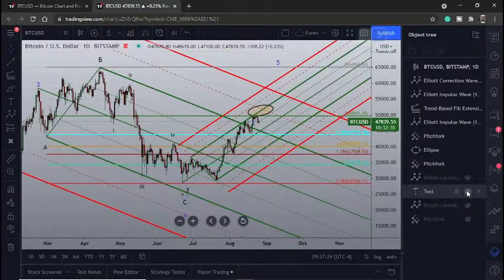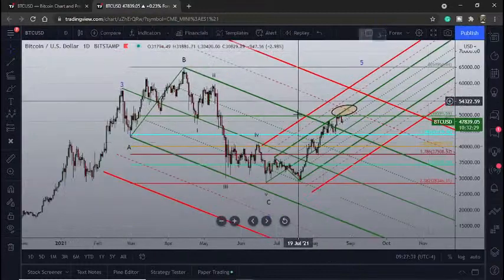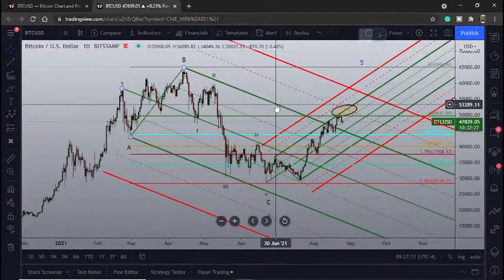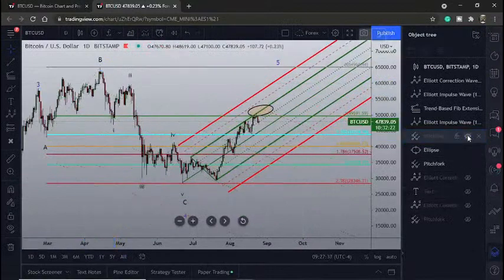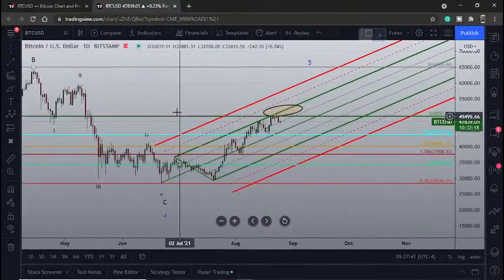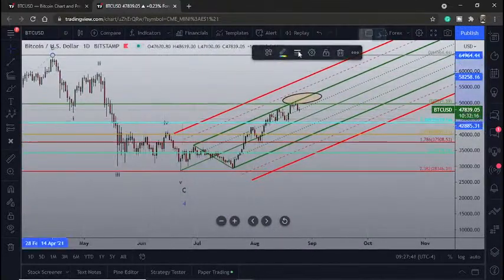Oops, let's take that away. What's that? Wasn't that? Yeah, okay. Now, the current move higher. Let's hide this a little bit. Clear things up here. Let's get rid of this.